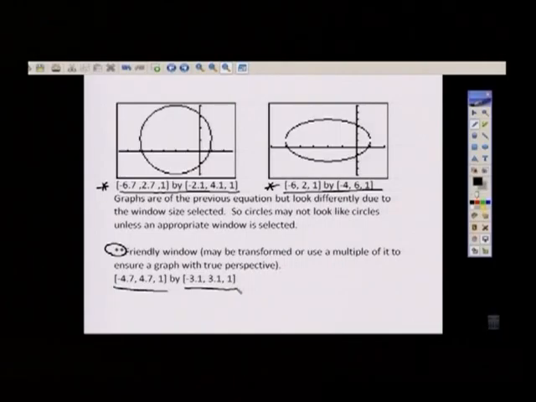But you can always take this friendly window and transform it. You can move it to the left or the right, which is what I did up here to make sure I could see the entire window. So I shifted these 2 values to the left 2, and I shifted these 2 values up 1, so I could see my entire circle. Another thing you can do is take a multiple of this window. So if you need a larger window, you could double the window, triple the window, make it any multiple you want so that you can see an appropriate graph.